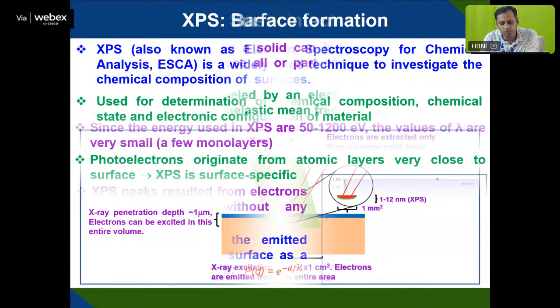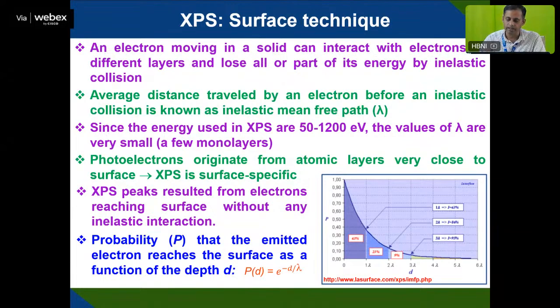And here, if you go for an XPS study, an electron moving in a solid can interact with the electrons of different layers and lose part of its energy. Once you excite with X-ray photons, the electron will come out. That electron moves in the solid and interacts with the electrons of different layers. In a material, there are different layers. You have a core electron here, and then you may also find other electrons on the top surface, in the valence band. This is the core. So the core electron is coming out because of the bombardment of light, that is, the X-ray photon.